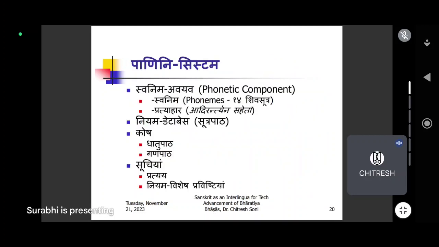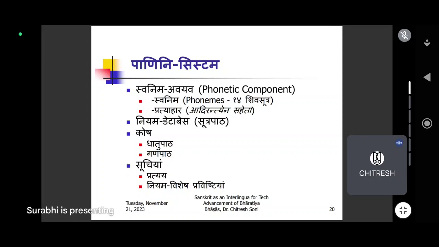Okay, the components of the Panini system. First one is the phonetic component, swanim avayav. Second one is made up of swanim and pratyahar. Swanim, phonemes, which are the 14 Maheshwar Sutras, and then Adirantya Sahita Pratyahars, which are made from these 14 Shiv Sutras. Then niyam, database, sutra path.